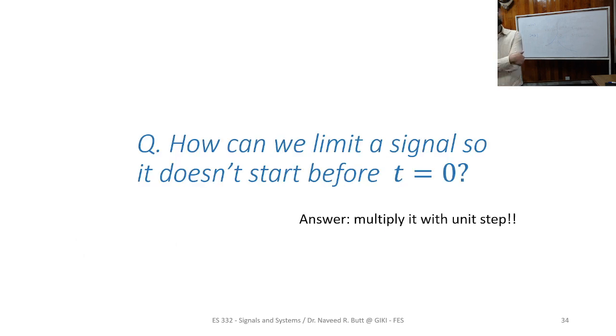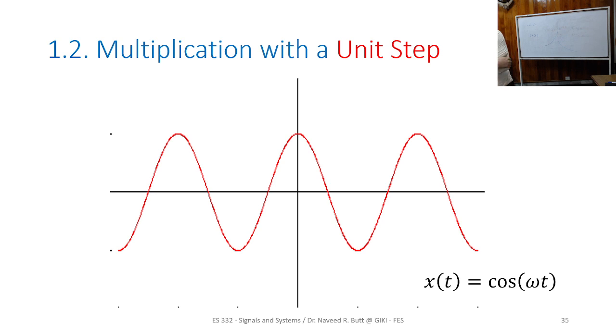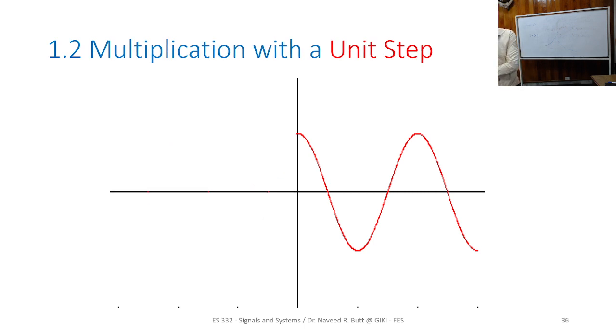Now some uses of the unit step. How can we limit a signal so it doesn't start before t equals 0? Like this one. Now, if you are to give an AC input, but the input did not exist before t less than 0, right? One way is to write this as a piecewise function. The other way is mathematically we do this.